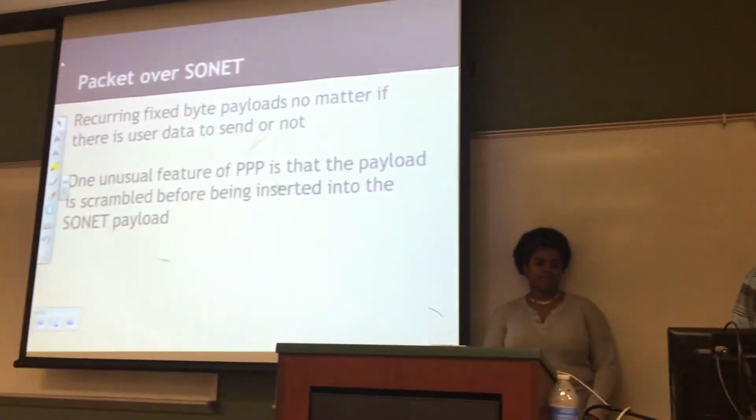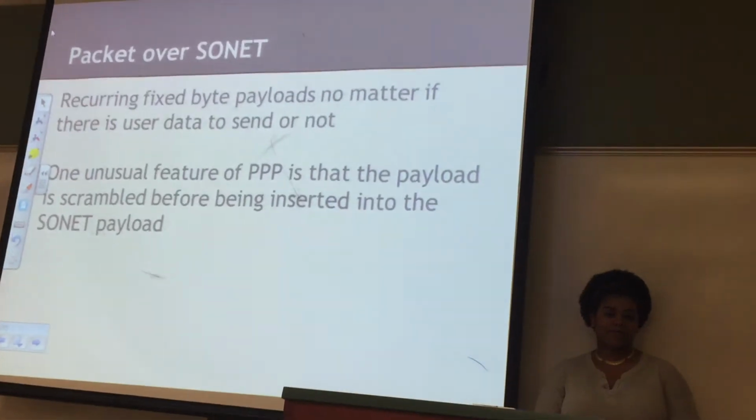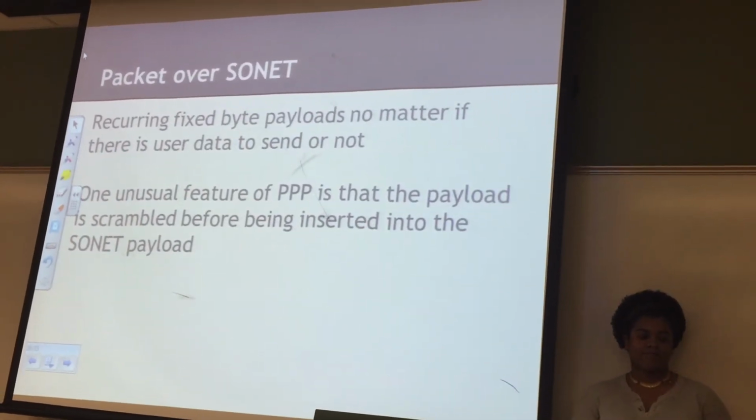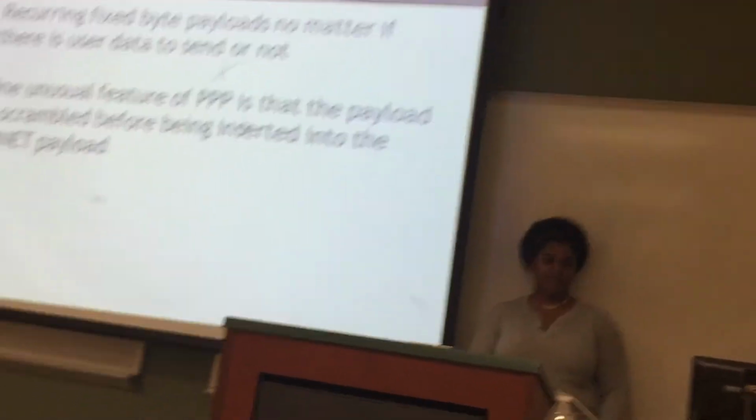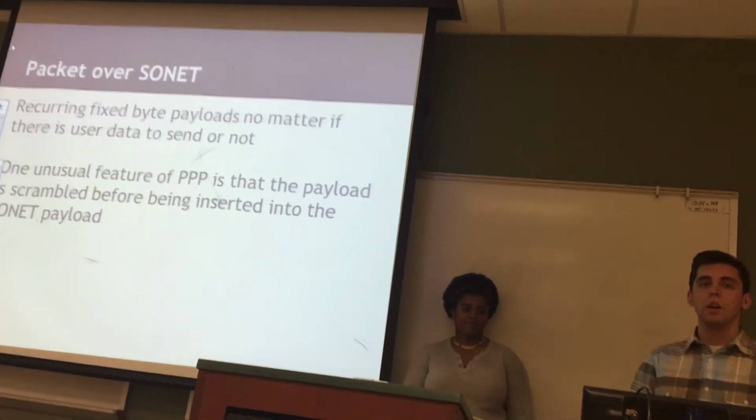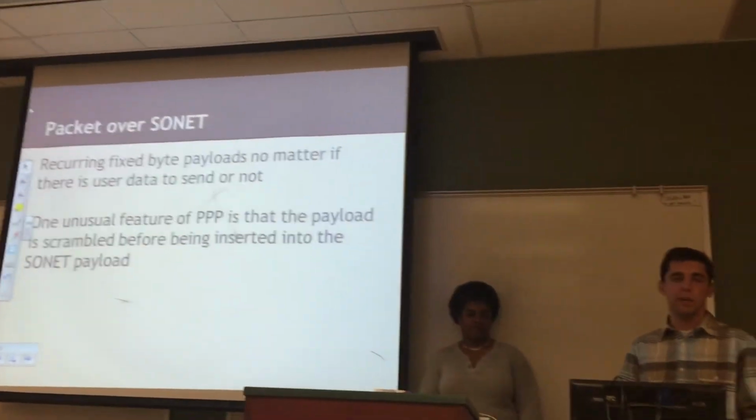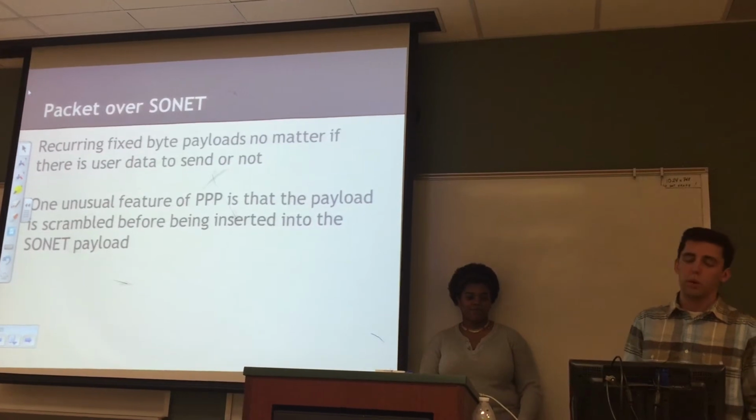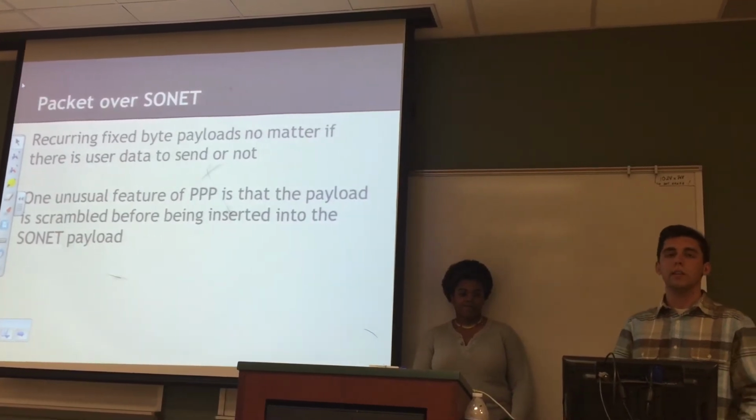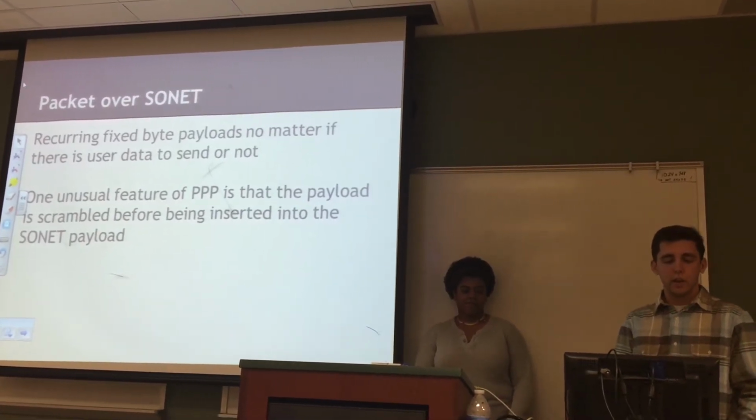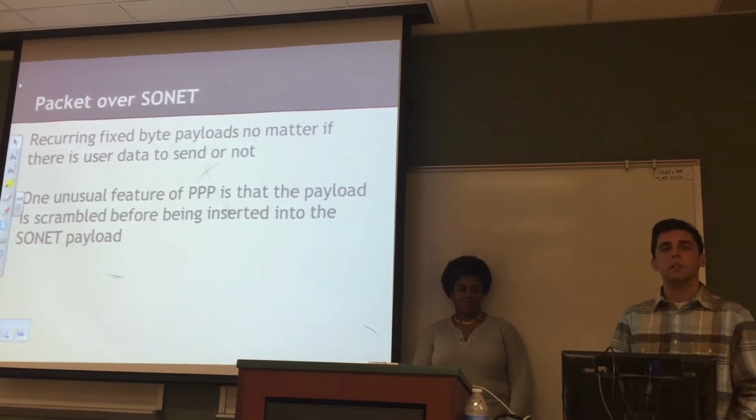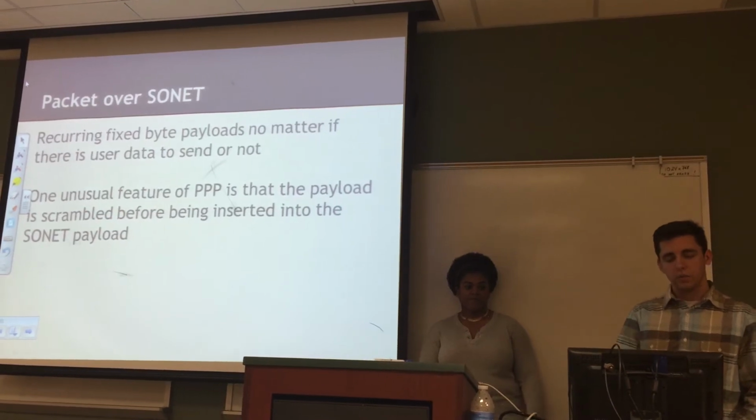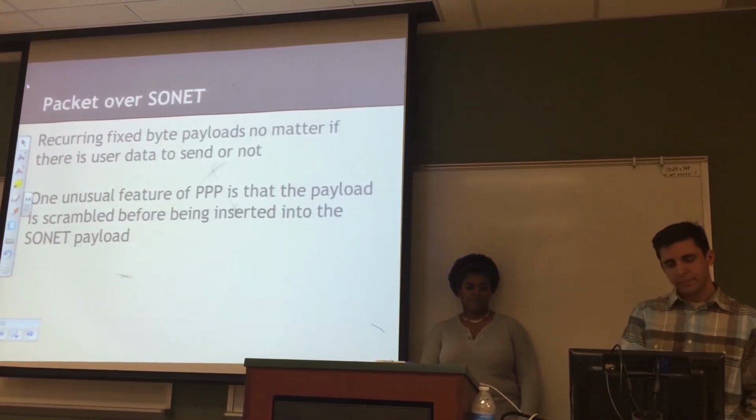The next thing we'll talk about is sending packets over SONET. Basically you're sending this data back and forth in a fixed data type. It's going to be recurring, no matter if there's new information or not. So it just keeps sending until it's told to stop. And there is one unusual feature in point-to-point protocol, which is that the payload being sent is scrambled each time. This is done so that you don't keep sending nothing but zeros. If it's scrambled, you don't get some of those errors that come up.